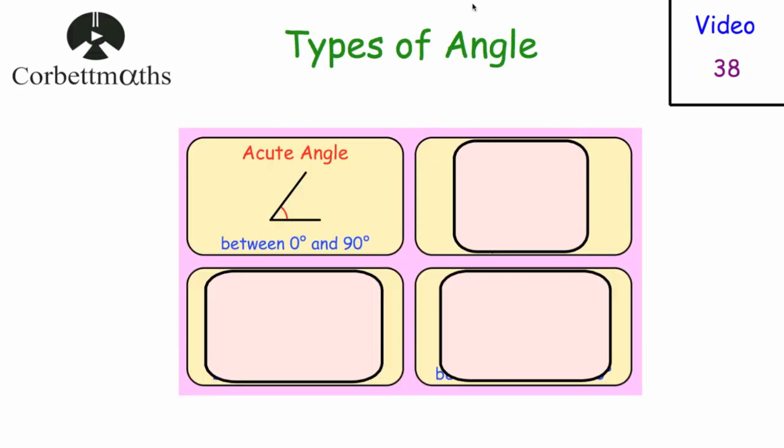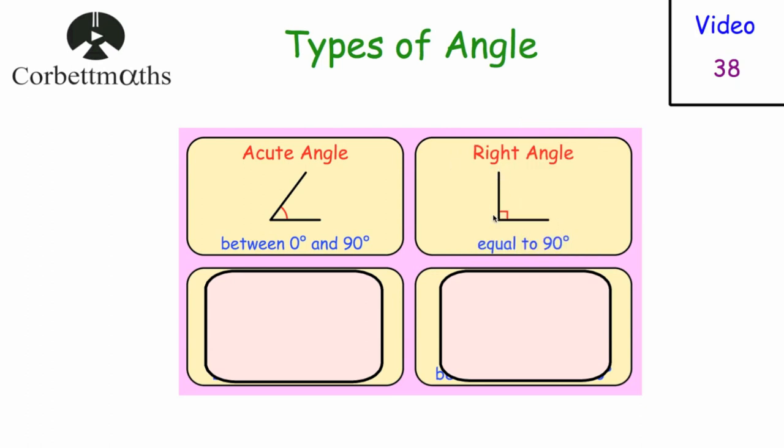So our next topic is types of angle, and here's the Corbettmaths revision card. We've got an acute angle, and they're small angles. They're between 0 and 90 degrees, so this is an acute angle. The next type of angle, here we've got a right angle. It's a right angle if it's equal to 90 degrees.